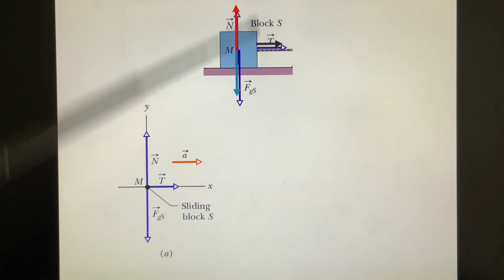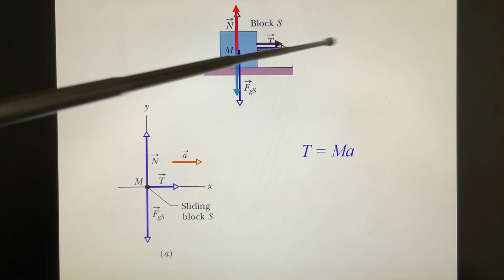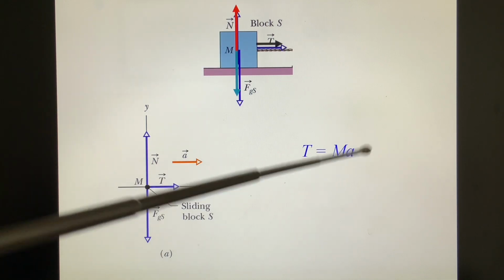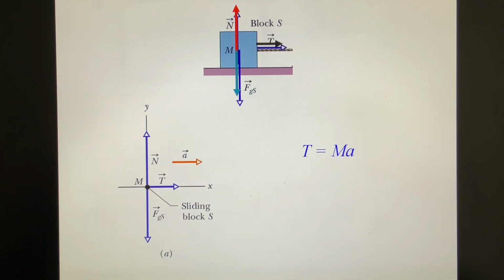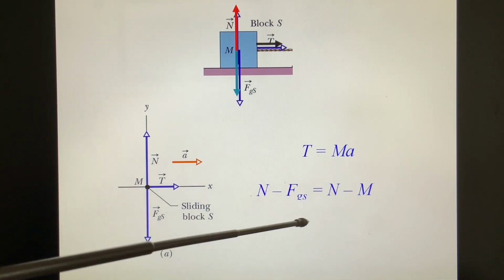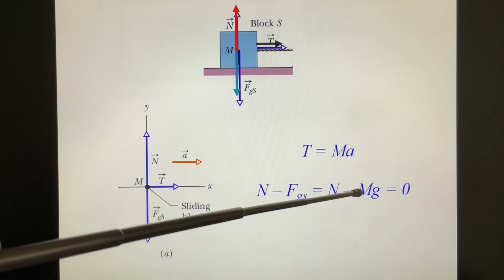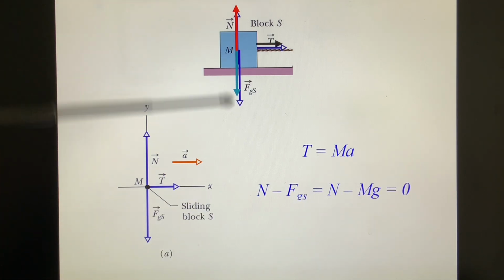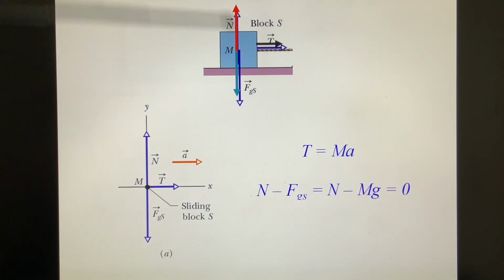What equation? Horizontally, T equals ma. Second, vertically, N minus the gravitational force, N minus mg, equals 0, because it does not move along this direction. Acceleration is 0. Okay, we have 2 equations.